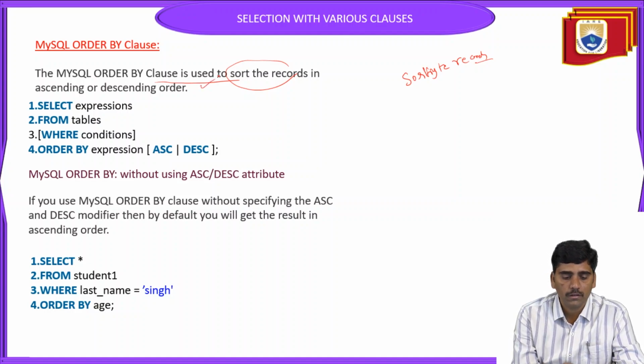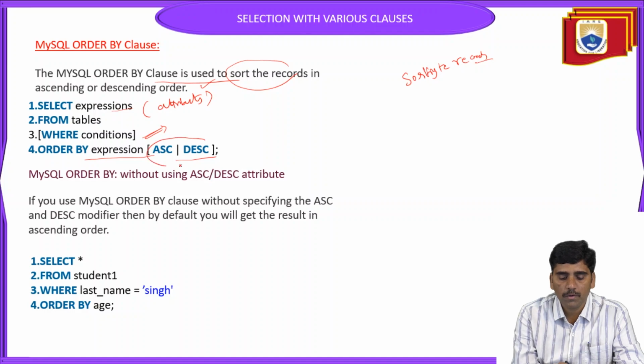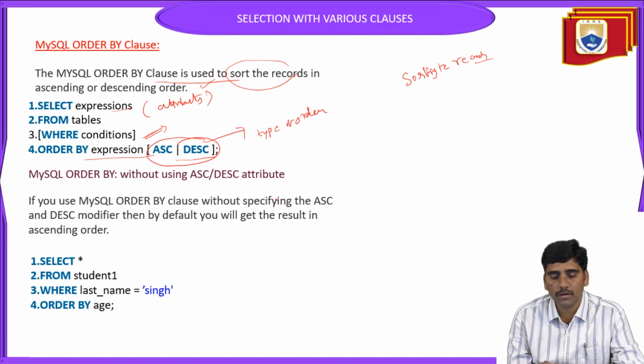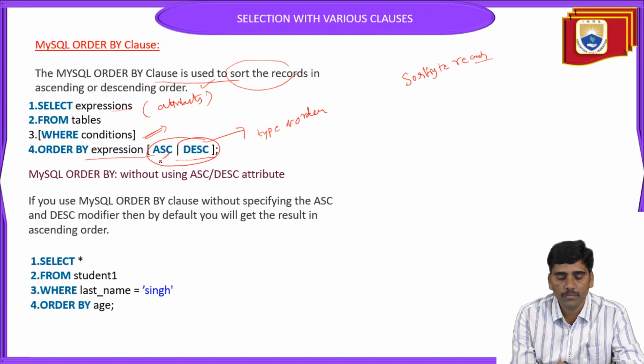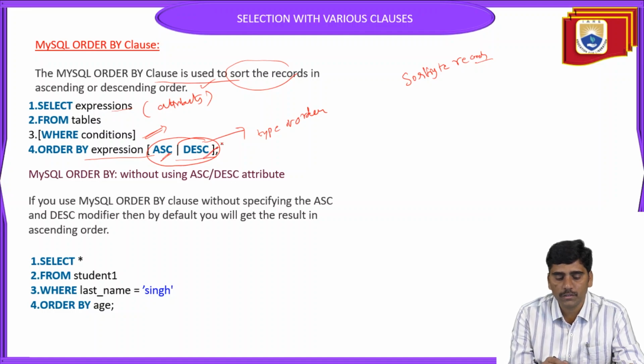So how can we see this? What is the syntax? SELECT expressions. Those expressions are nothing but the attributes which you want to display from the table, WHERE conditions. We need to specify the condition, then ORDER BY the attribute name which you want to display in ascending order or descending order. The type of order you need to specify here. If you want to display the values in ascending order, you have to mention ASC. Or if you want to display the values in descending order, you have to specify DESC.